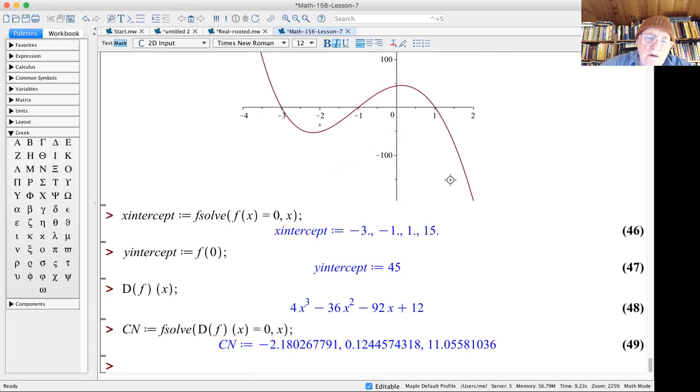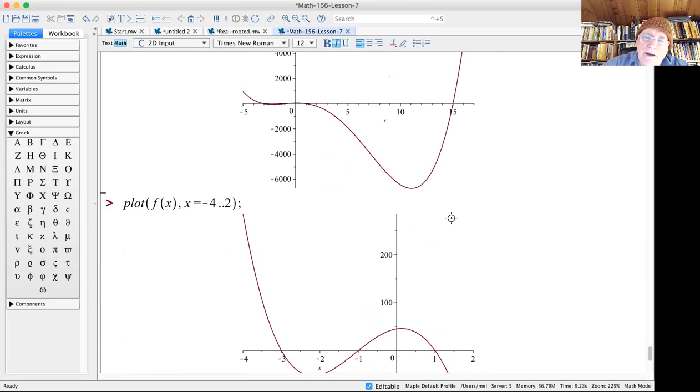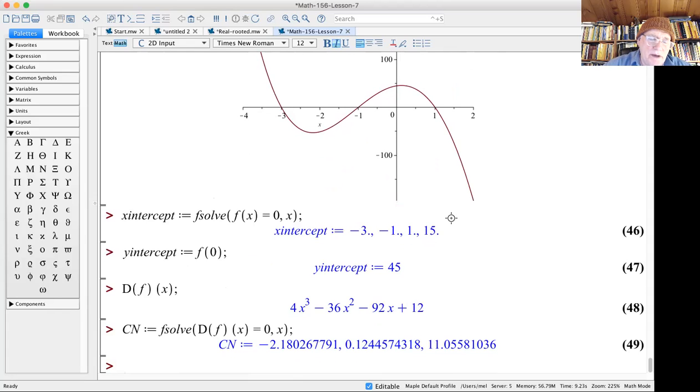Now, of course, you can tell by looking at the graph that at -2.1, you have a minimum. At 0.12, you have a maximum. And about 11, you have a minimum again.